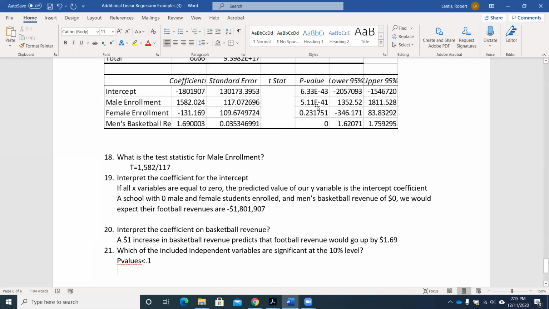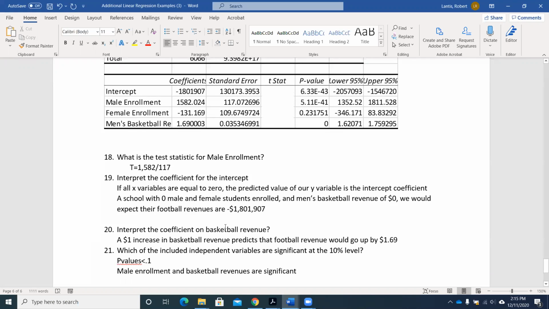We go look at these p-values and say, well, for male enrollment, 5.1 times 10 to the negative 41st, essentially move that decimal point 41 places to the left. Well, that's a p-value of pretty much 0. So a p-value of 0 is definitely going to be less than 0.1. For men's basketball revenue, it does have a p-value of 0, so it's definitely less than 0.1. So we would say male enrollment and basketball revenues are significant or have a significant relationship with our y variable of football revenue.